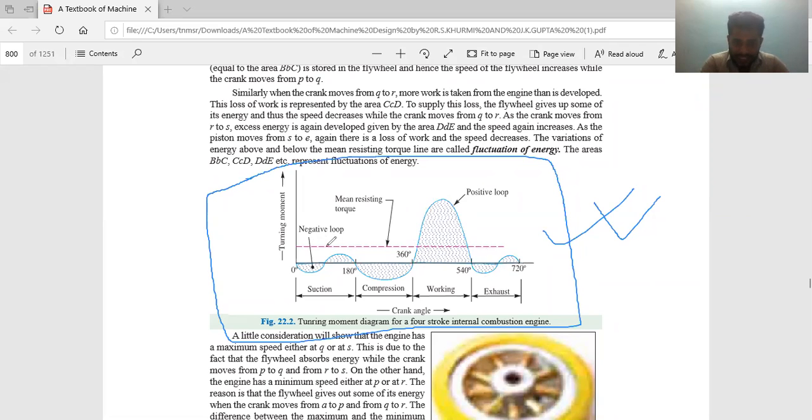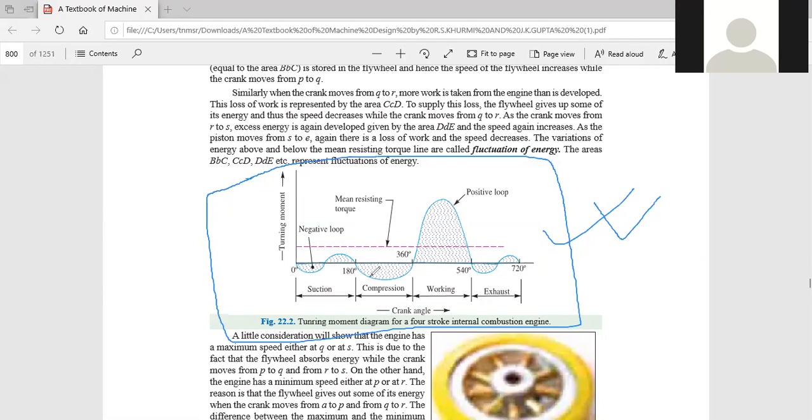And this dashed line represents your mean torque line. That means above and below this mean torque line, the fluctuation of this curve will give me the fluctuation of energy in this turning moment diagram of a 4-stroke internal combustion engine. Is it clear?